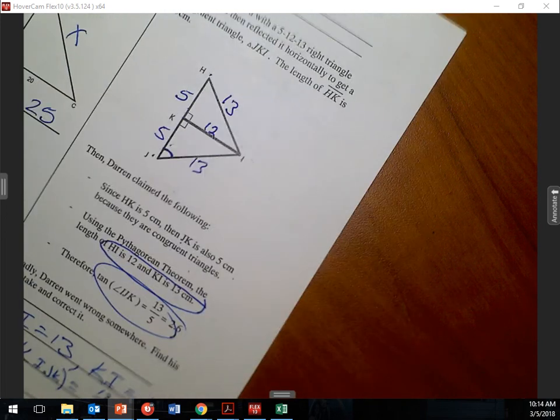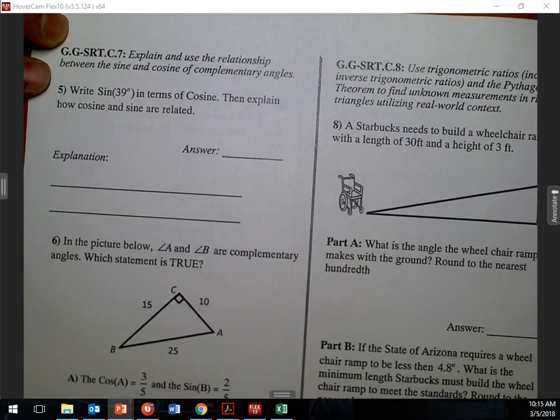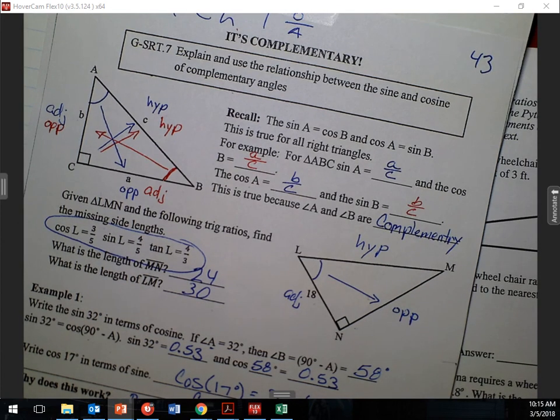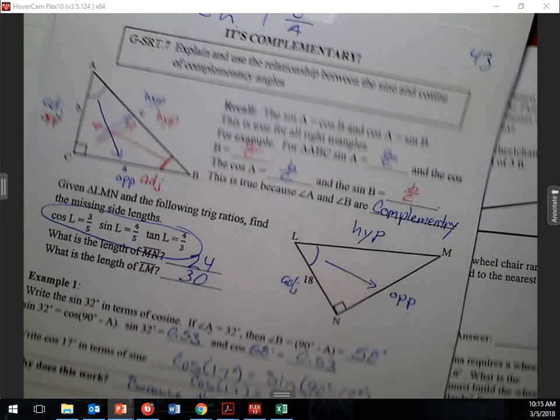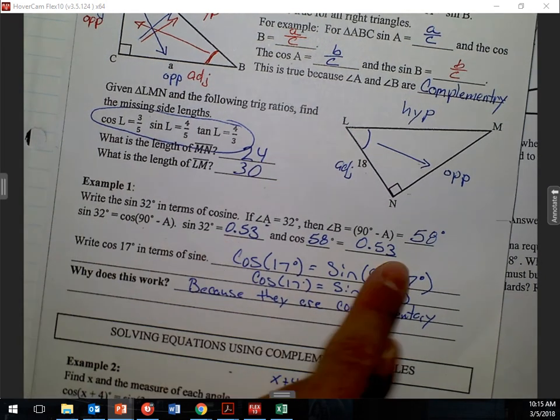All right, so let's take a look at the next one here. Okay, different standard, changing the standard, SRT 7. So, let's find this in my notes. Okay, SRT 7, that looks like sine and cosine. That one is right here. It's complementary. Page 43 again. Okay, complementary. Here they are down here. It goes right along with this problem right here.